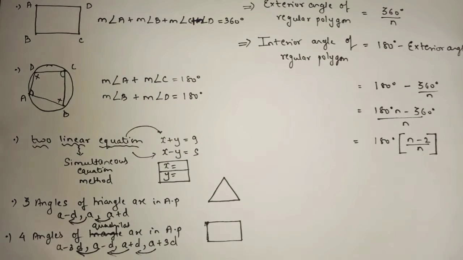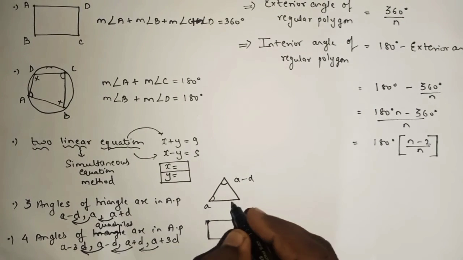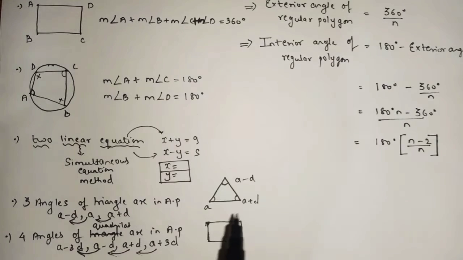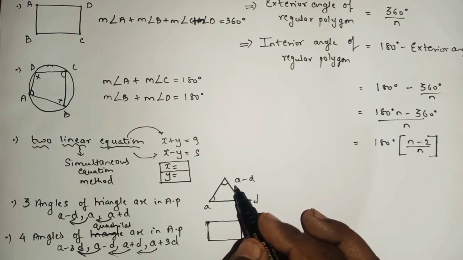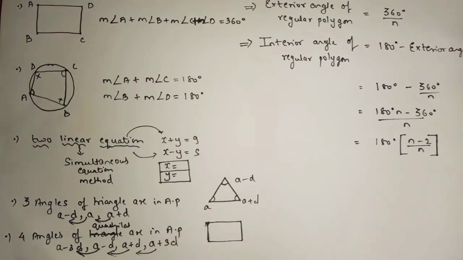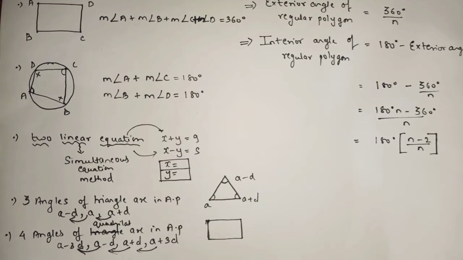So whenever you come across three angles of a triangle in AP, see to it that for the first angle you take A minus G, for the second angle you take A, and for the third angle you take A plus G. So let the three angles of the triangle be in AP in such a way that you write them as A minus G, A and A plus G. When you see the difference between two consecutive terms, you will get a constant difference, because the definition of arithmetical progression is that the difference between two consecutive terms has to be the same, constant. So subtract and see, you will get the constant term.